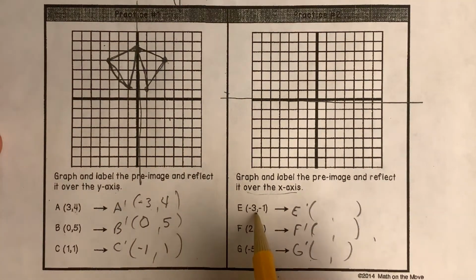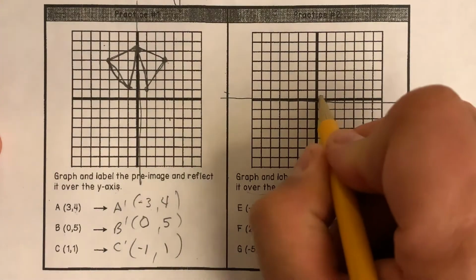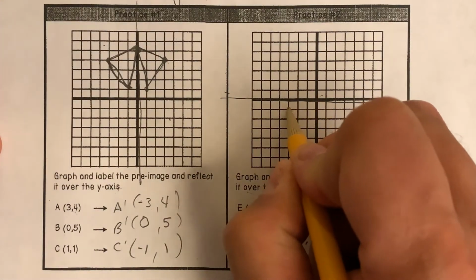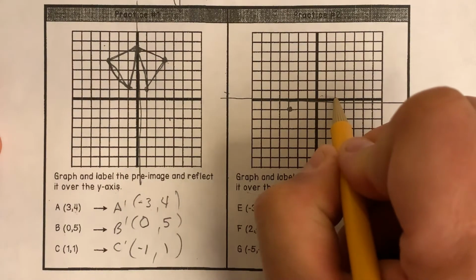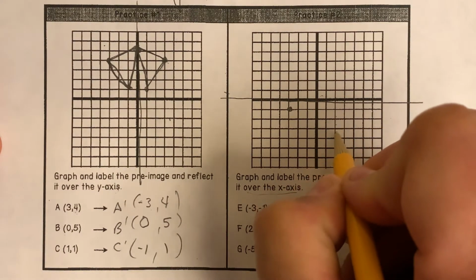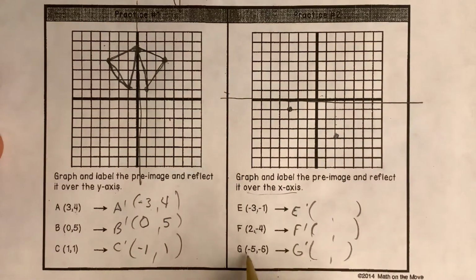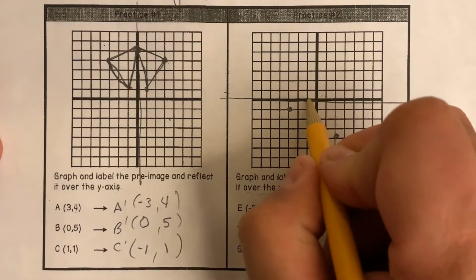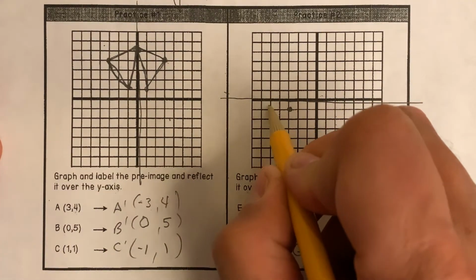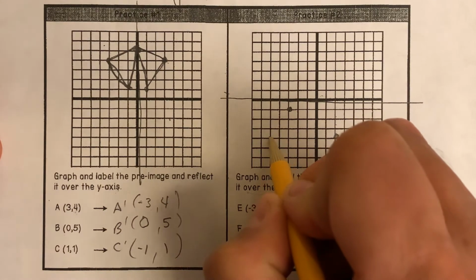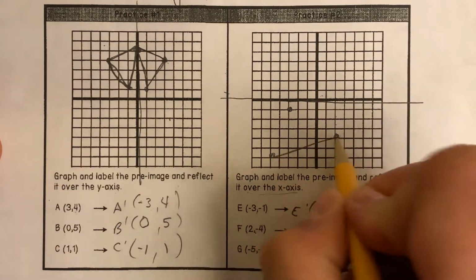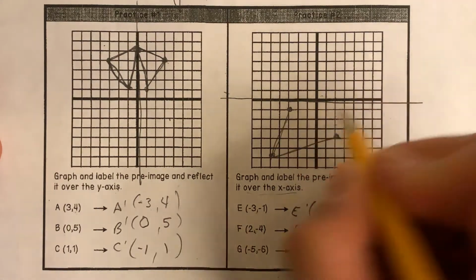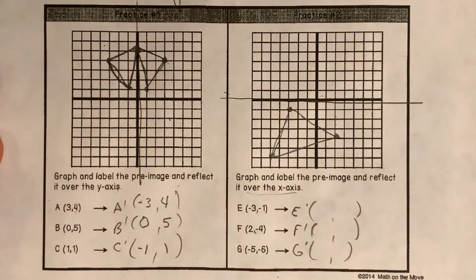Okay, so we got the pre-image, -3, -1. So -3, -1 right here. 2, -4. So 2, 1, 2, 3, 4. And then -5, -6. 1, 2, 3, 4, 5, 4, 5, 6. That's some triangle there. That's a big one. There we go. There's our pre-image.